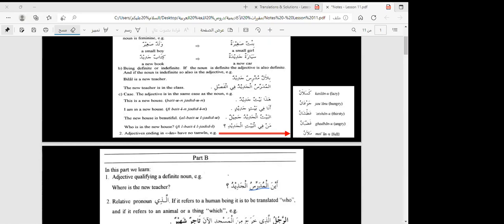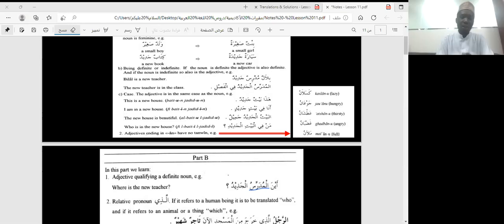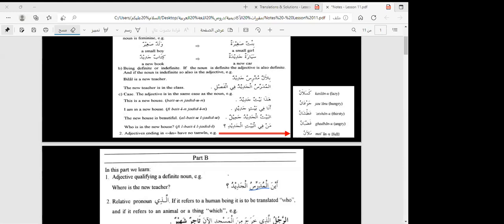I hope you understand. I understand, sir. So that means we cannot use man where we are supposed to use alladhi, and you cannot use alladhi where you use man. Yes, the usage is different. Okay, thank you. Barakallahu fikum. Any other question?